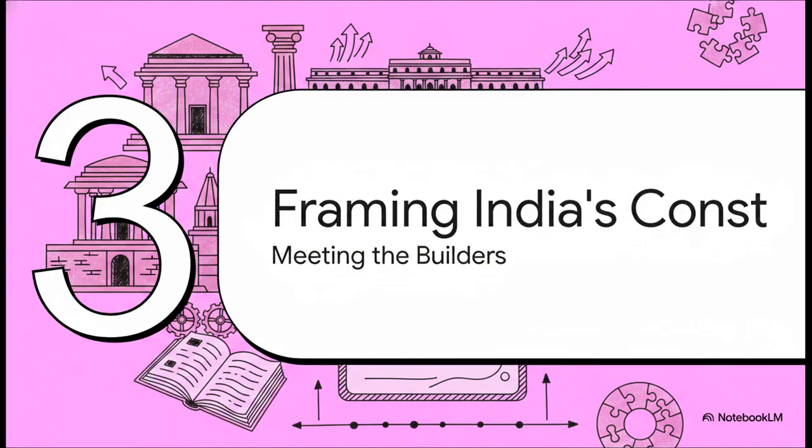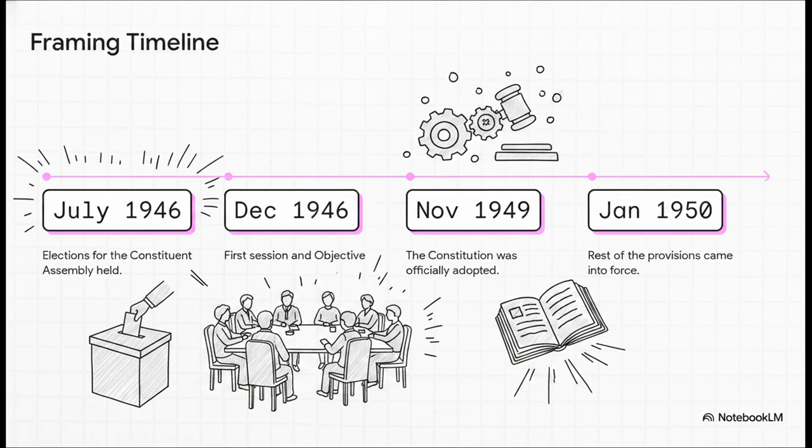All right, Section 3, Framing India's Constitution, Meeting the Builders. Now that we've got the theoretical blueprint down, let's look at historical reality. Let's see how the builders of the Indian state framed their constitution completely from scratch. Look at this monumental journey of the Constituent Assembly. They were elected by provincial assemblies, had their first session on December 9, 1946, and just pushed through incredible challenges, even a boycott by the Muslim League.